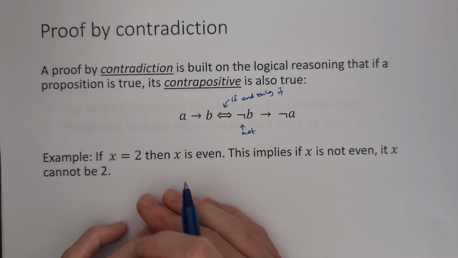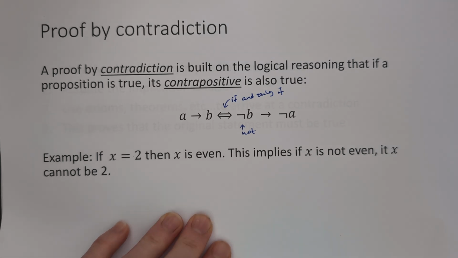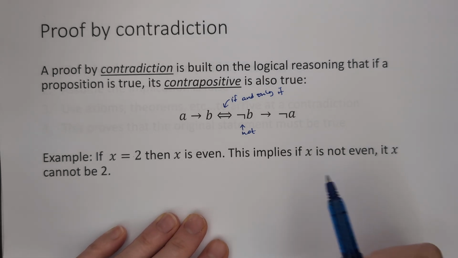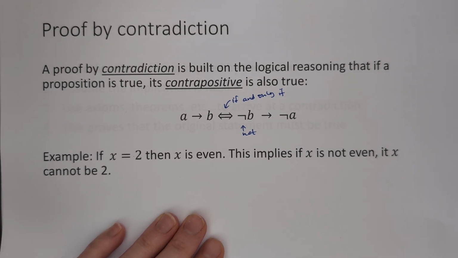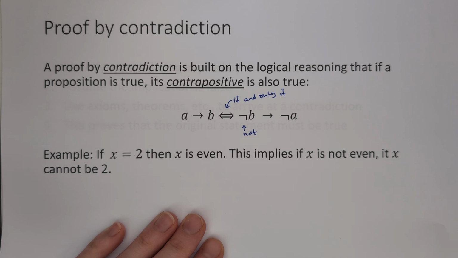A nice example to illustrate this will make a lot more sense. If x equals 2, then x is even. Super easy to understand. It also implies, though, that if x is not even, then x can't be 2. There's no huge leap in understanding to realize that these are true and logical consequences of each other.